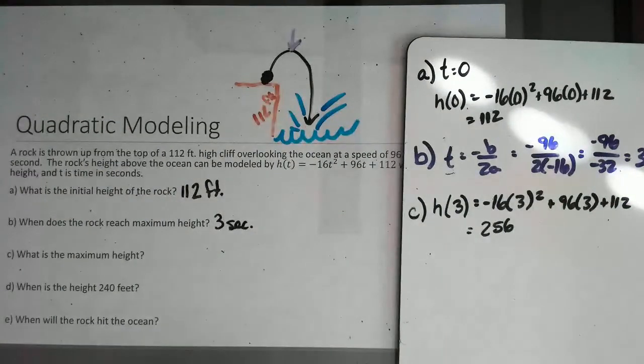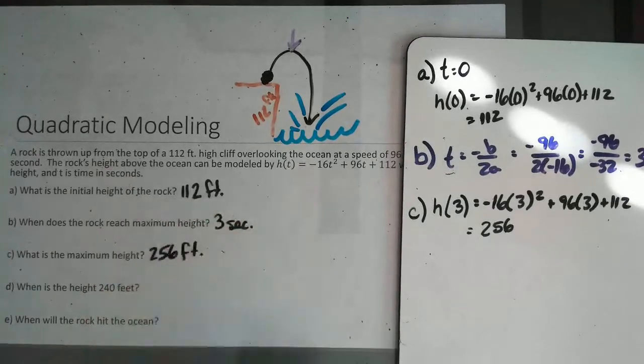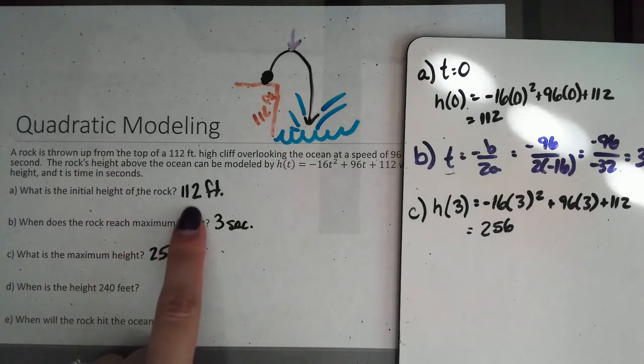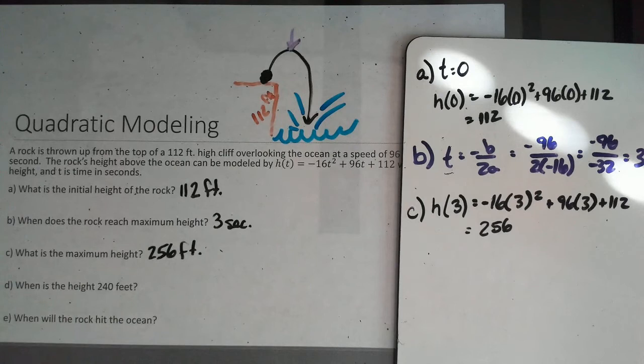So it looks like the maximum height is going to be 256 feet. Next up, we want to know, when is the height 240 feet? Well, we know that the lowest it ever is 112, so it's got to be hitting it while it goes up. We want to know when, so we're looking for a time, and we're plugging in a height of 240 feet.